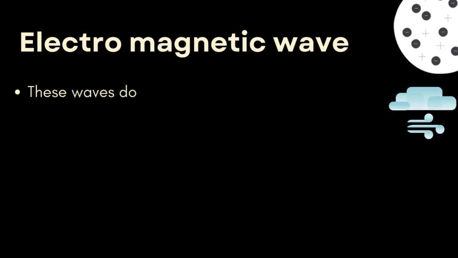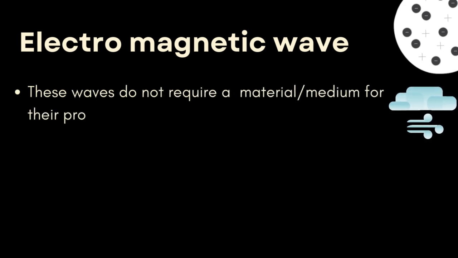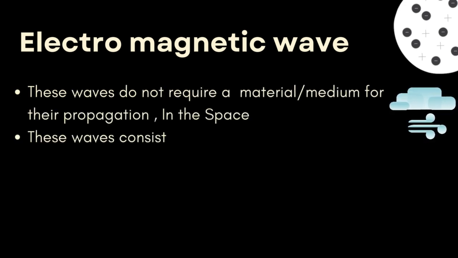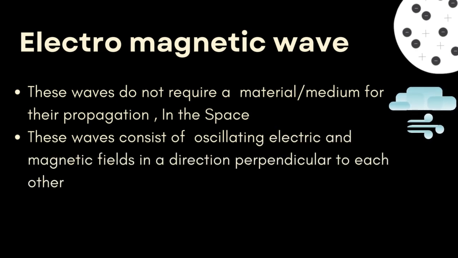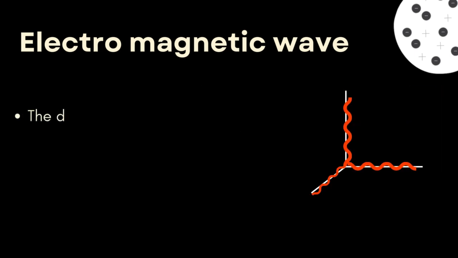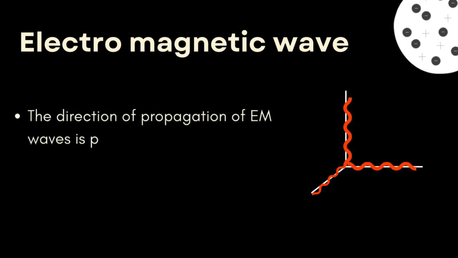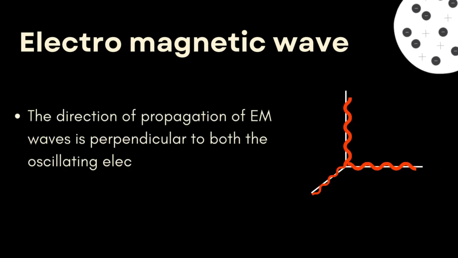These waves do not require a material medium for their propagation in space. These waves consist of oscillating electric and magnetic fields in directions perpendicular to each other. The direction of propagation of EM waves is perpendicular to both the oscillating electric field and magnetic field.